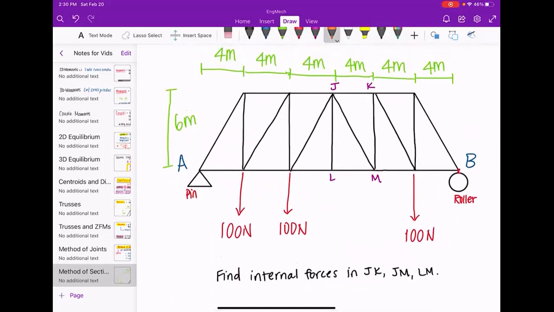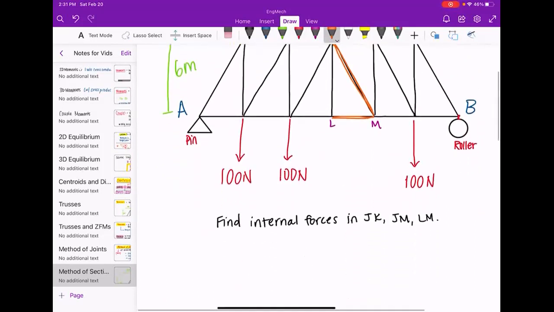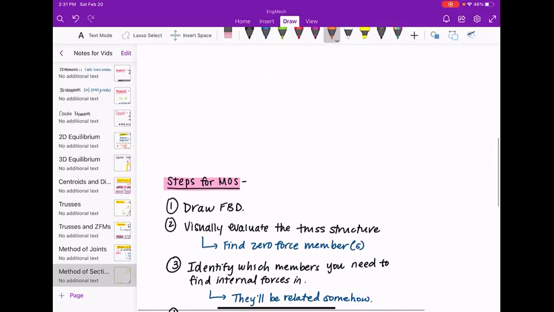So basically right here, and this diagonal. So that's important to understand because these are related somehow. And I will get through that in a second. So in terms of steps to approaching a method of sections problem, you want to draw your free body diagram.